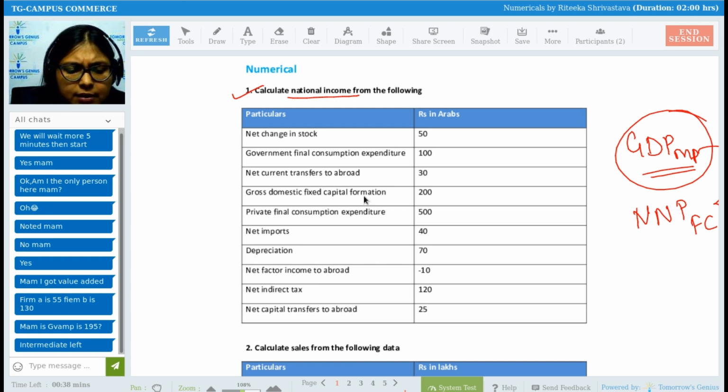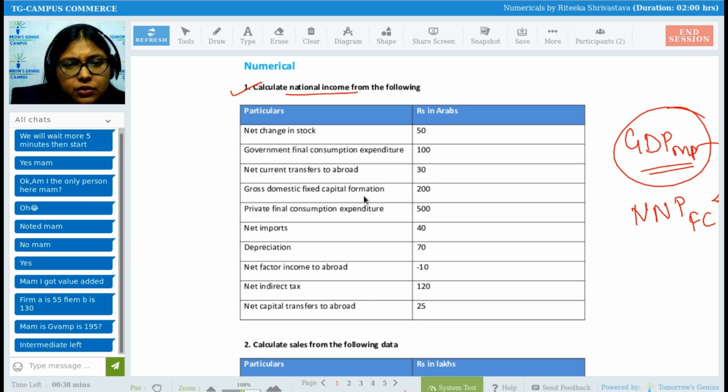Small mistake. So what did you do? First of all, private final consumption expenditure is 500, plus government final consumption expenditure 100, that is 600. Then plus gross domestic fixed capital 200, that means 800. Plus net exports, so 0 minus 40, break even, and 60.